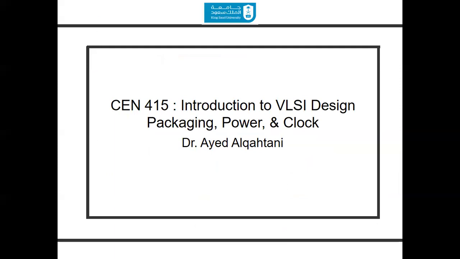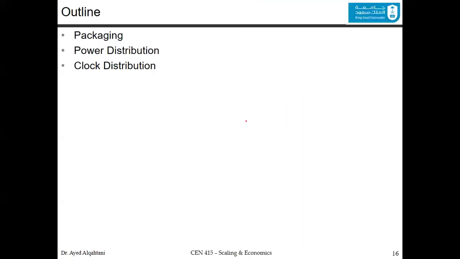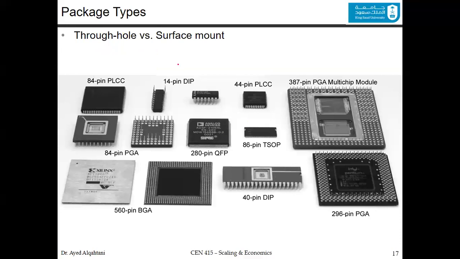Now we will move to the other subject, which is the packaging, the power and the clock. For the packaging, there are many package sizes. Usually they are either through hole or surface mount. And we talked a little bit about this when we finished the testing video or the design for testability. So as you can see, for example, this one, this one, this one, this one, and this one, and also this one and this one, they are all through hole.